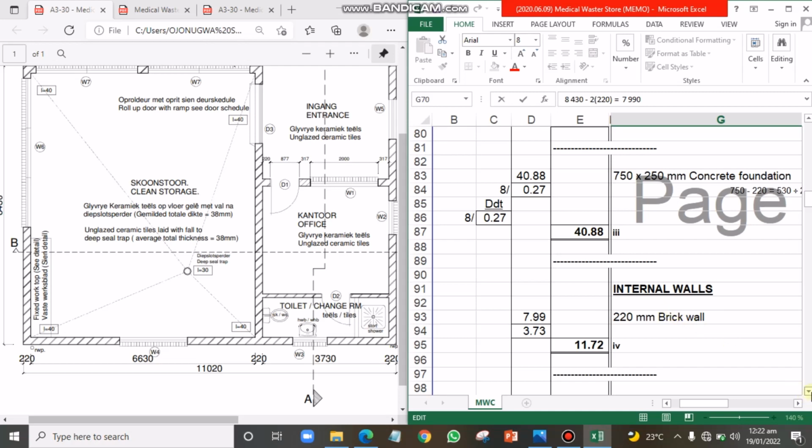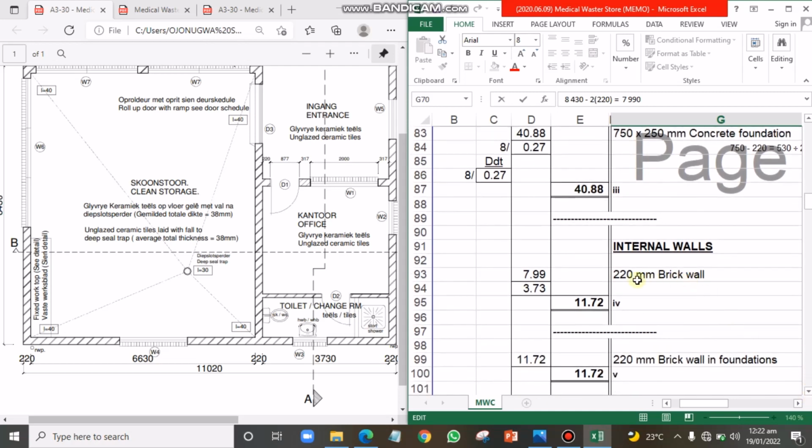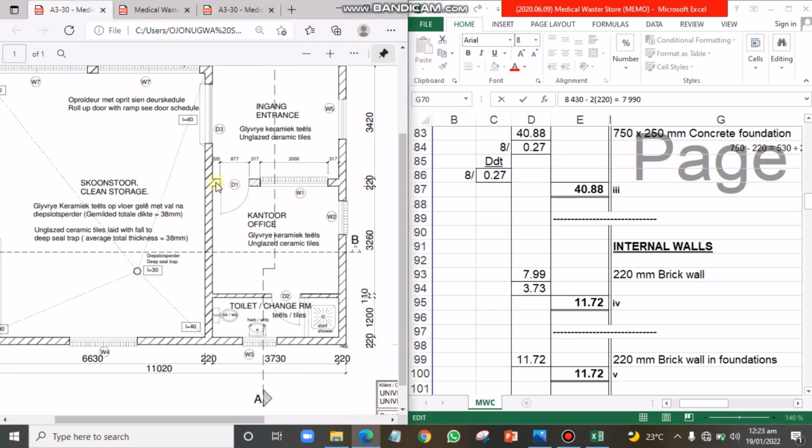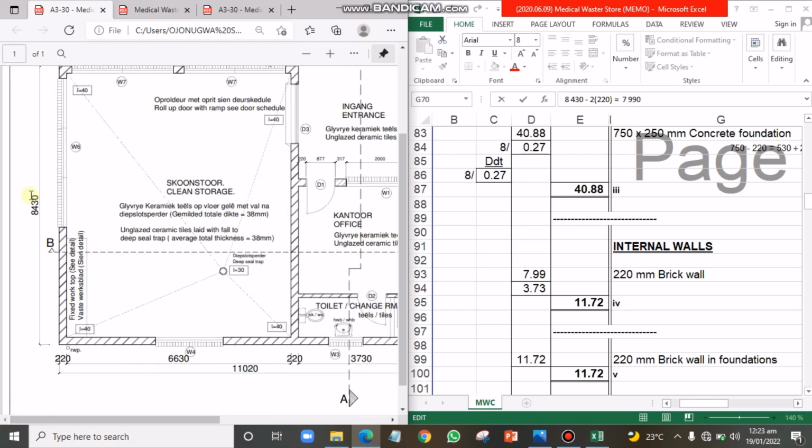So for the internal wall, if you look at it carefully, we have the 220 brick wall internally. So take a look at this. If you look at this plan, we have this internal wall here from this point here down to this point. So this is an internal wall. If you want to check out the dimension for this internal wall, you would discover that what we have is 8,430. That is from the beginning here, out to out, 8,430.